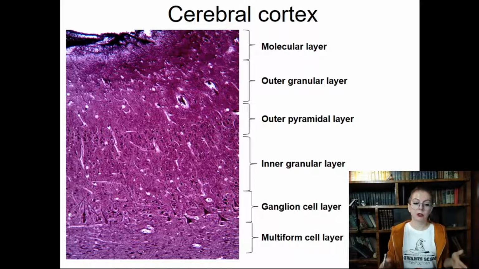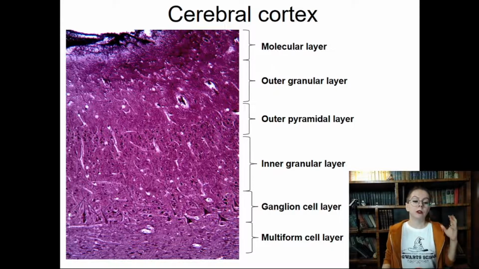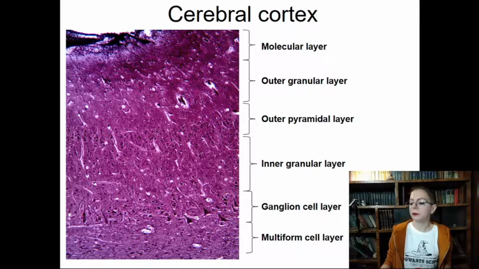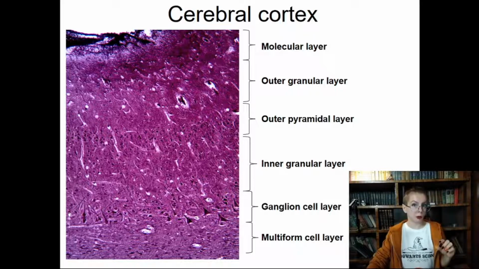But let's try to distinguish the basic structures. Here I want to remind you that you have to analyze and recognize specimens during the exam, during the module. So be attentive. If you want to get a good mark, you need not only to recognize but also to distinguish structures inside the specimen.